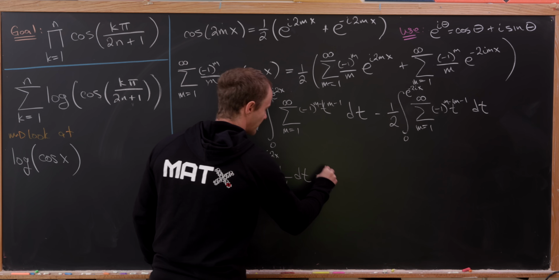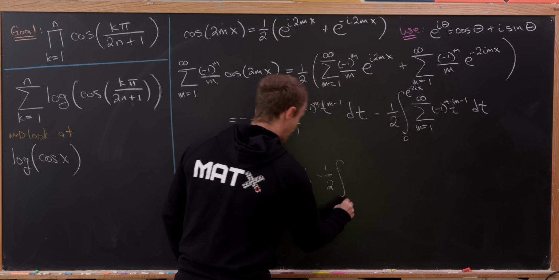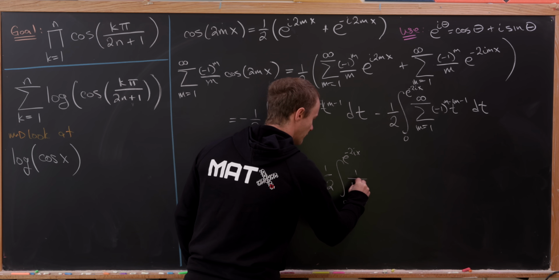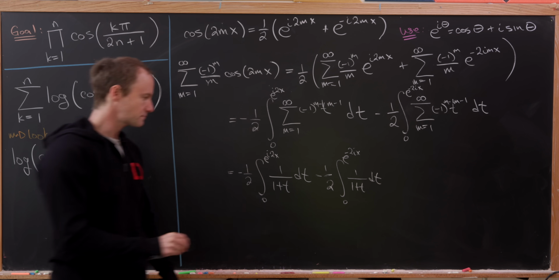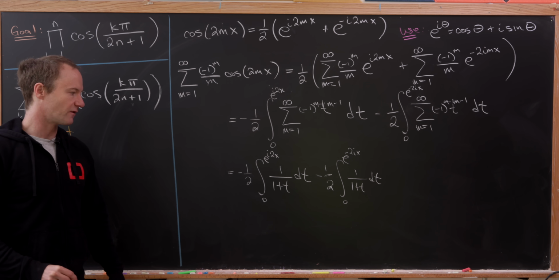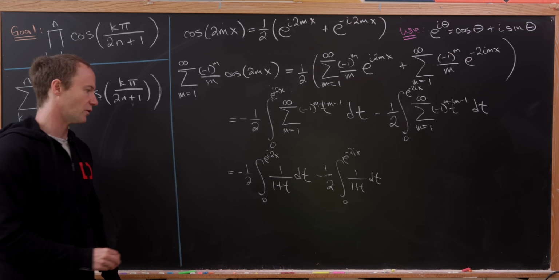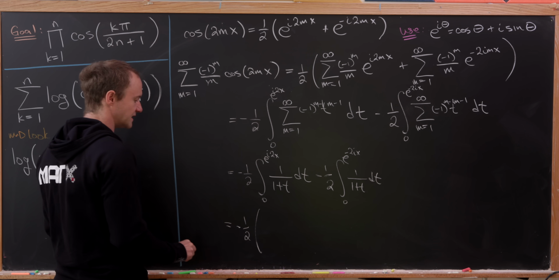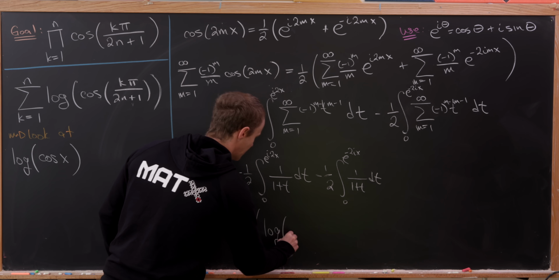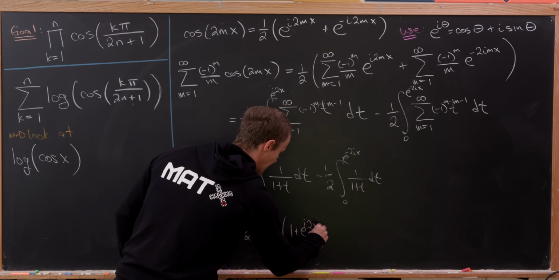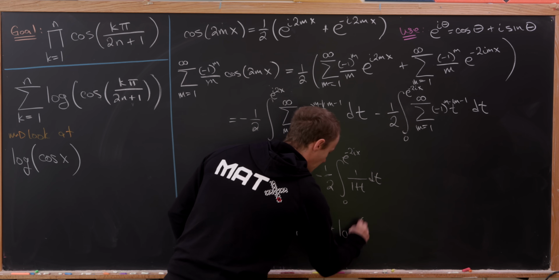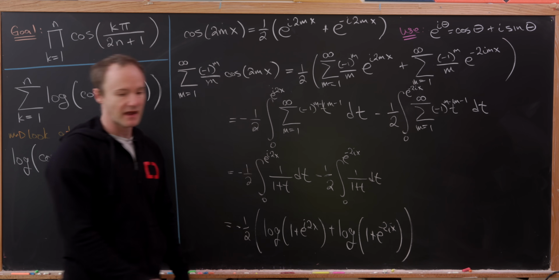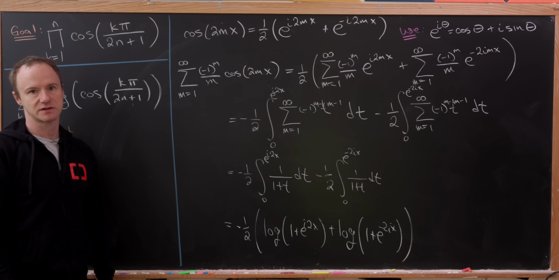And then, well, the same thing over here. So minus a half, and then we have our integral, 0 to e to the minus i 2x, of 1 over 1 plus t dt. But of course, the antiderivative of 1 over 1 plus t is the natural log of 1 plus t. So plugging in those endpoints, we'll see that we get the log of 1 plus e to the i 2x for this first one, and then the log of 1 plus e to the minus i 2x for this second one. And there I factored that minus sign out.